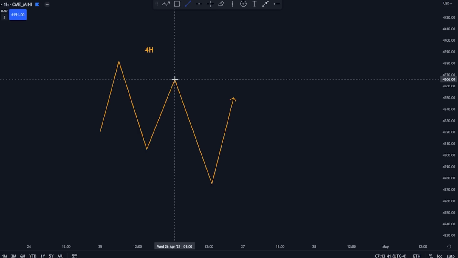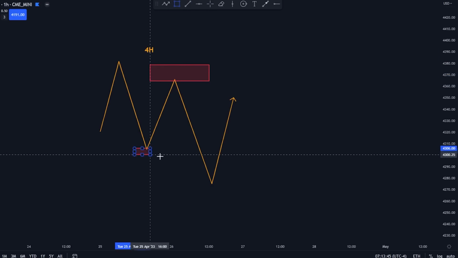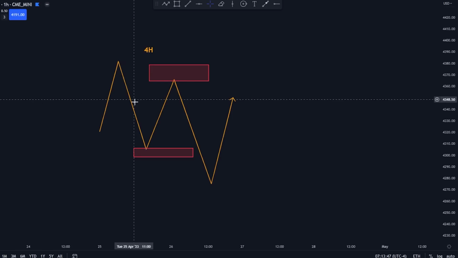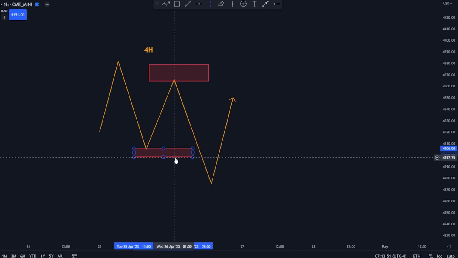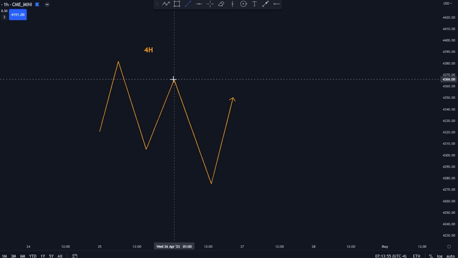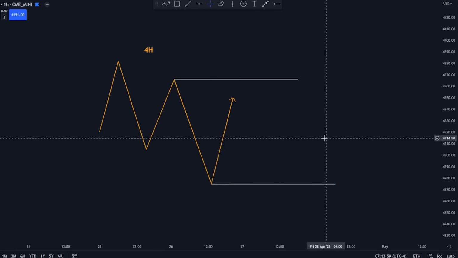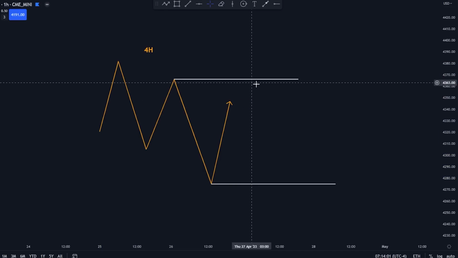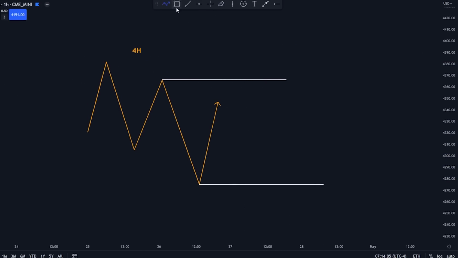So, this is the liquidity right here. And you have this liquidity right here. So you can see that market went down, created this liquidity, went up for this liquidity, and then took out this liquidity again. So, just a simple explanation. So these are the levels we are looking for. Now we can see that the market is reaching for this liquidity right here. So you can try and trade it like this.